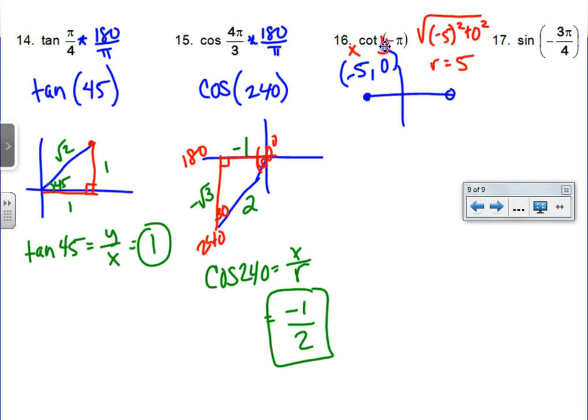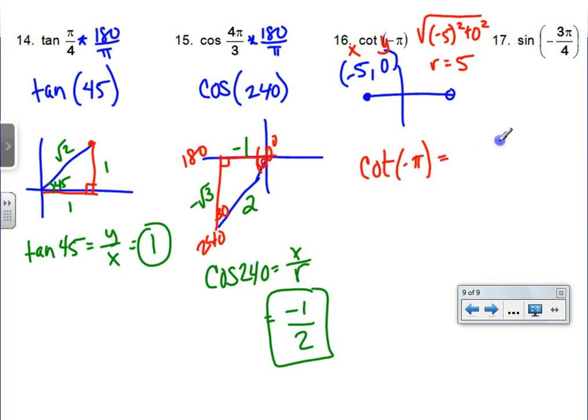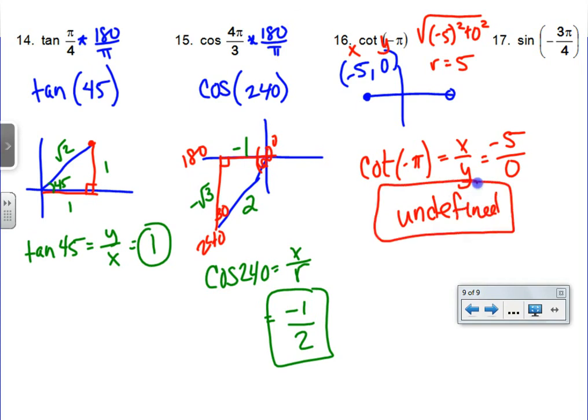So if your x is negative 5, your y is 0, your r is 5, and I want cotangent. The formula for cotangent is the upside down version of tangent. Well, tangent is y over x. Cotangent is x over y. So your x is negative 5, your y is 0. Careful, guys. What is it called when you divide something by 0? Undefined. I don't want you to put 0 with a line through it. That's not the same thing. Okay, so your answer here, cotangent of negative pi, is undefined, meaning it doesn't have a value.